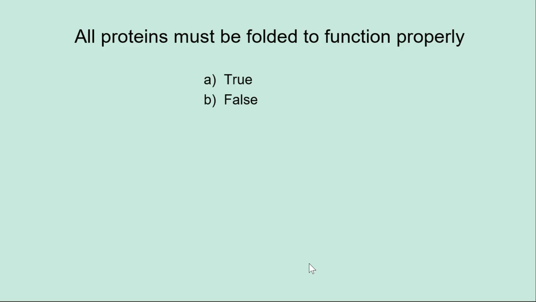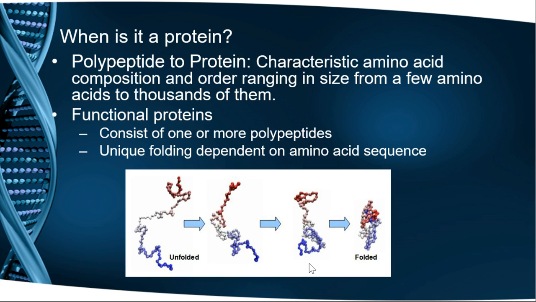So that's one thing that you need to know about proteins, is that they may be one or more polypeptide chains, okay? Now, the next thing, do all proteins have to be folded to function properly? They do. That is true. All proteins must be folded properly in order to function properly. It's the folding that actually gives the protein its shape, and we know that its shape matters very much to the function of the protein. And the folding is uniquely dependent on the amino acid sequence.